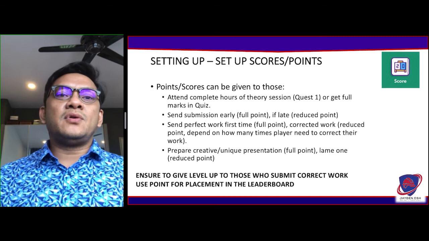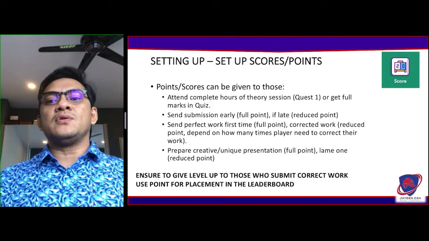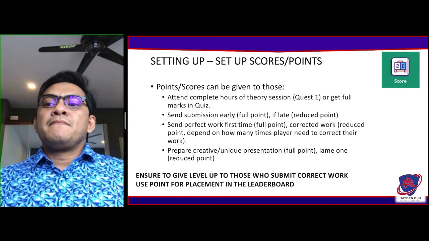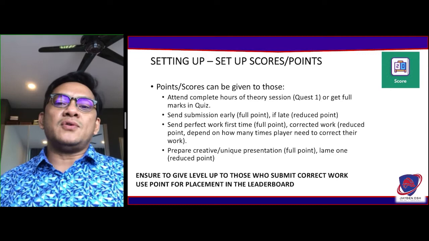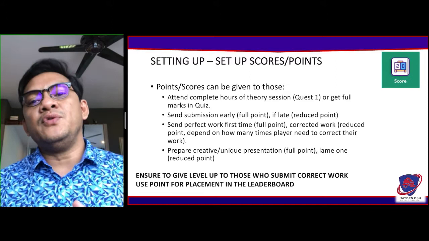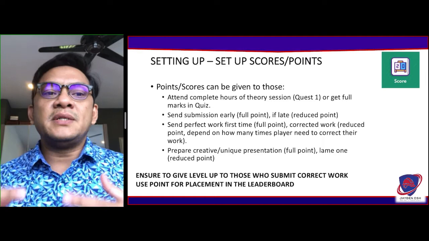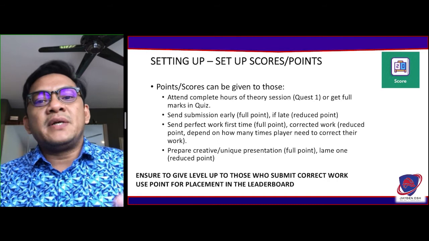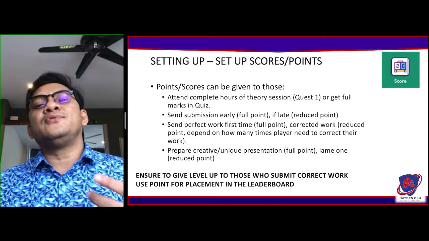motivate them to do the work right the first time, give them scores. Send perfect work the first time, you give them full points. Corrected work, reduce points. The more correction they need to do, the fewer the scores. Or prepare a creative, unique presentation, you get full score. If the presentation is a lame one, less score. If the presentation is just you talking, less score. And so they are motivated to earn points or scores.